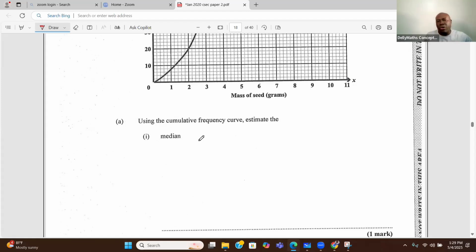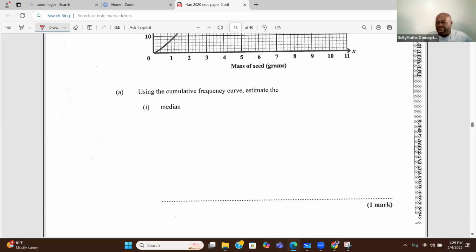So using the cumulative frequency curve, estimate the median. I'm going to just write here a reminder to us. The median is always 50. Median means middle. So it's 50% of the sample. So we're talking at our 50% mark.